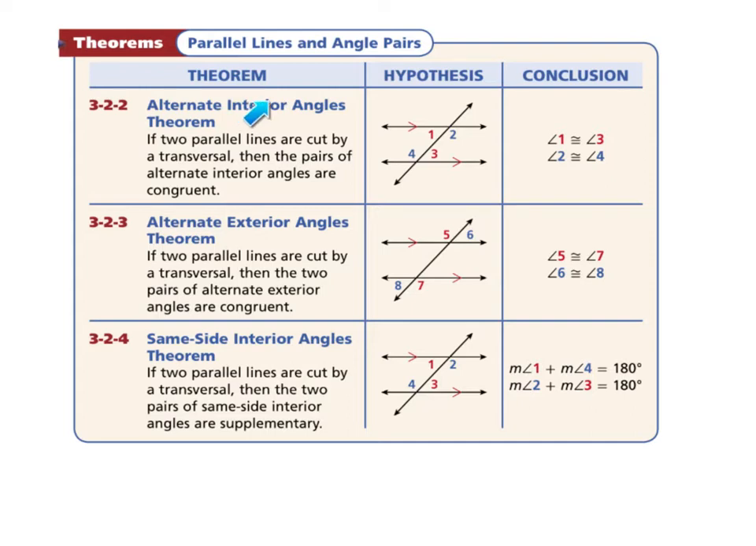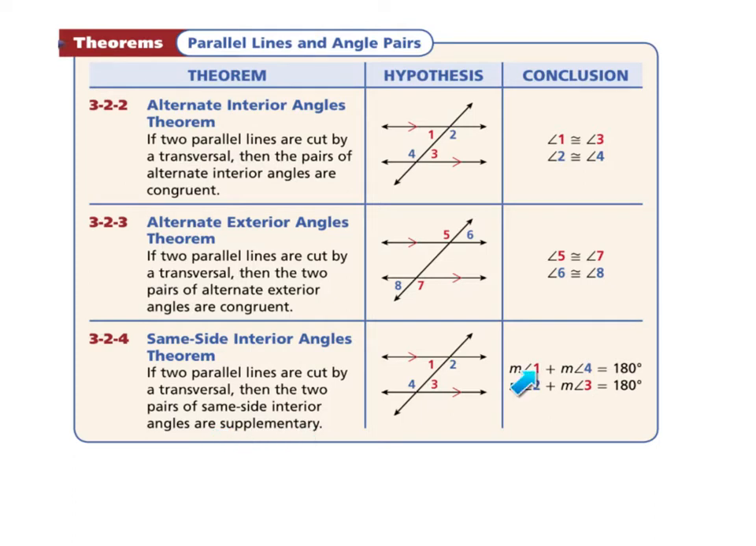So the alternate interior angles theorem says this: if two parallel lines are cut by a transversal, then alternate interior angles are congruent. Angle 1 and angle 3 are congruent, angle 2 and angle 4 are congruent. Alternate exterior angles theorem states the same thing, except the alternate exterior angles are congruent. Same side interior angles say this: if two parallel lines are cut by a transversal, the two pairs of same side interior angles are supplementary.